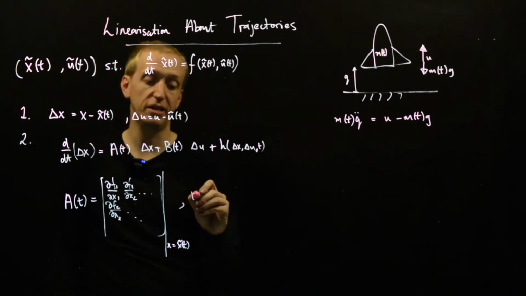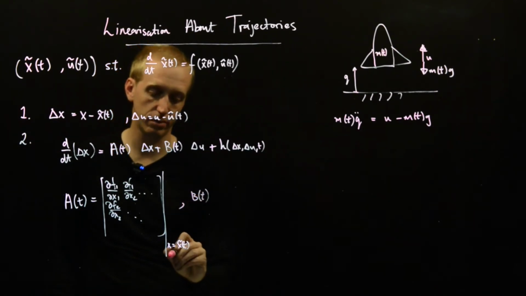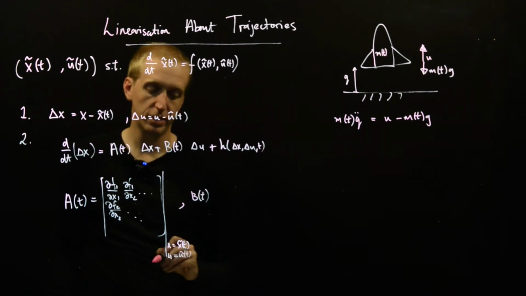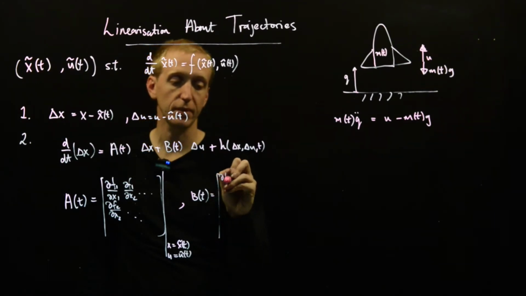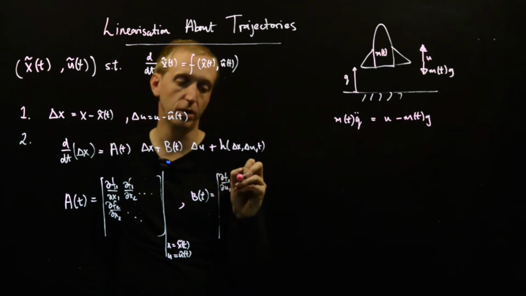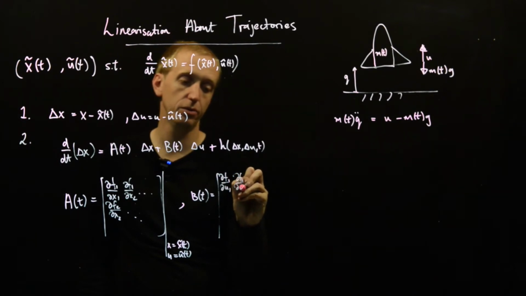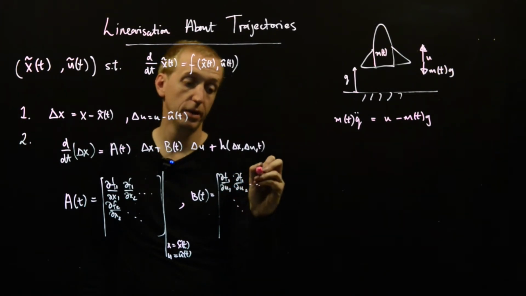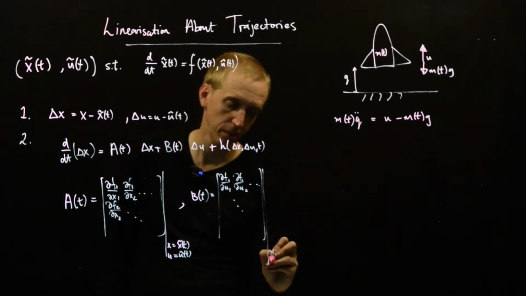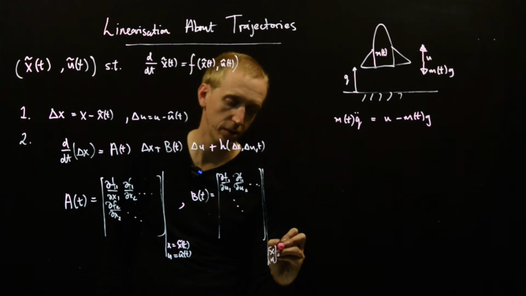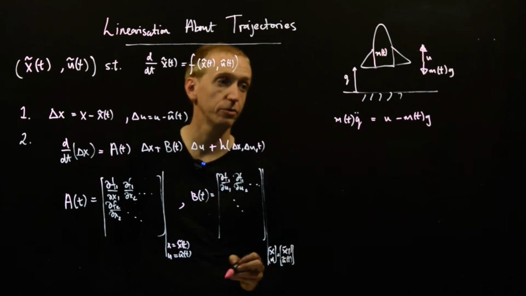And B of t can be found in the same way. I should have also added in this dependence. And here we have df1/du1, df1/du2, and so on, and also evaluated at our trajectory. So let's put those times in there.